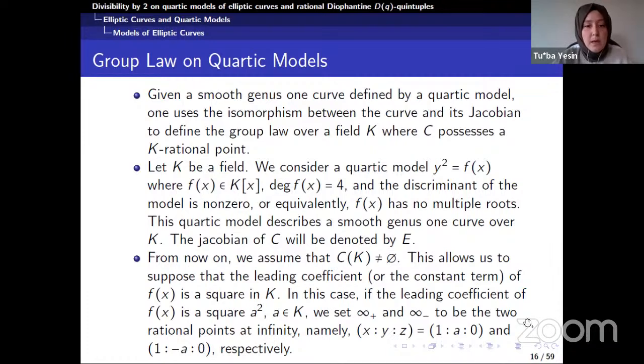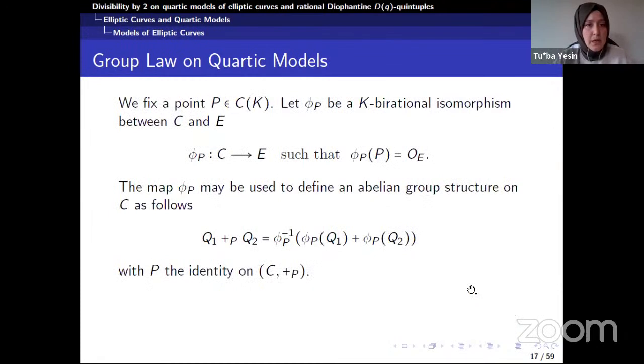Let's denote infinity plus and infinity minus, these special points we will call points at infinity. These are (1, a0) and (1, -a0). Okay, this is in the projective space. Now we can give the group law.